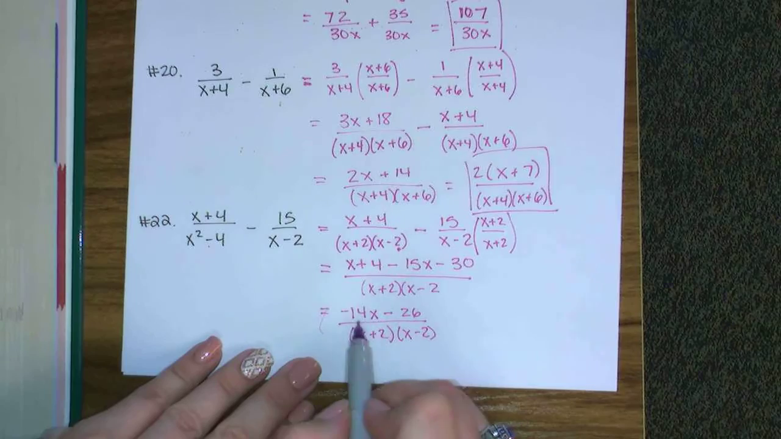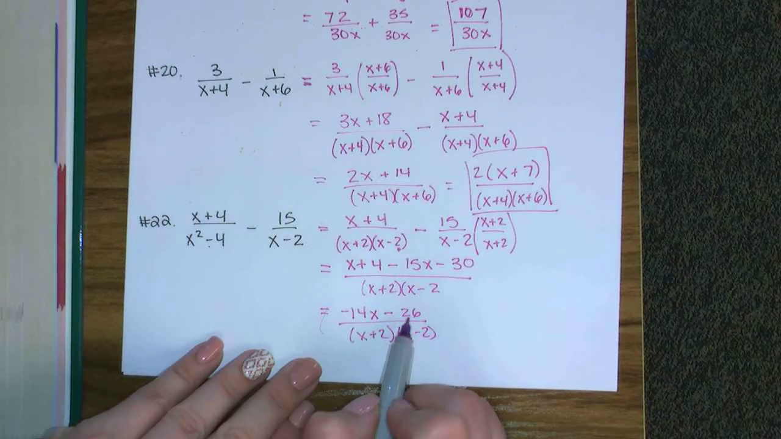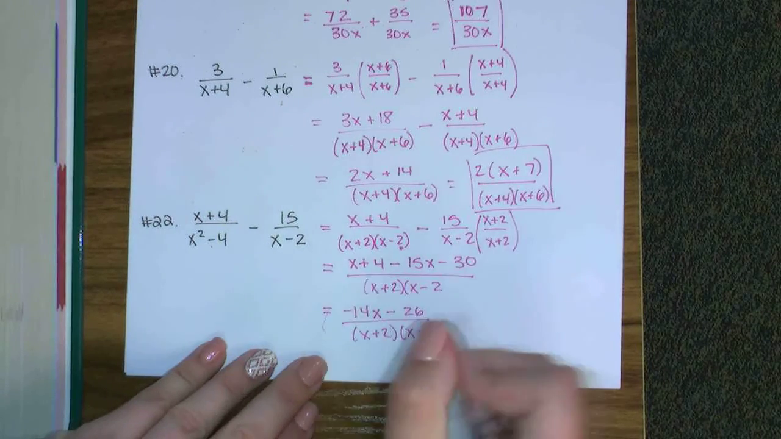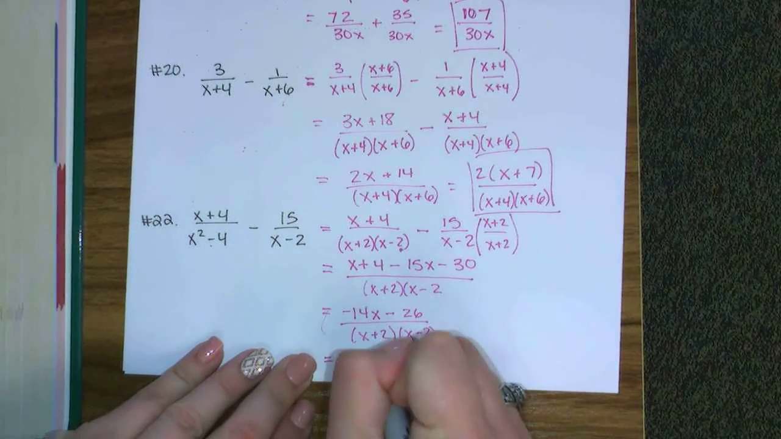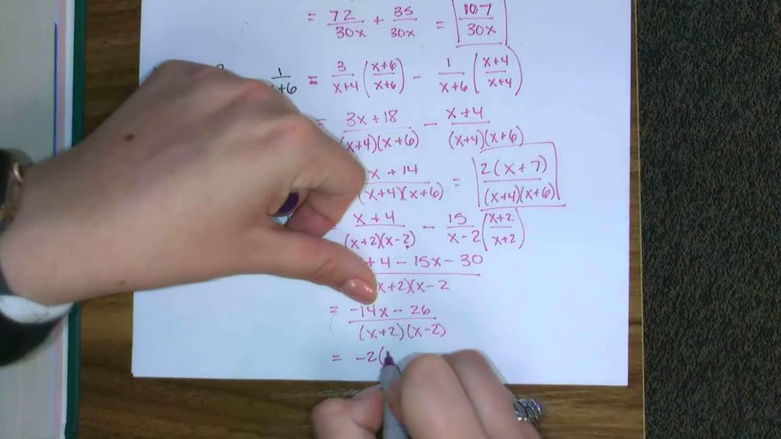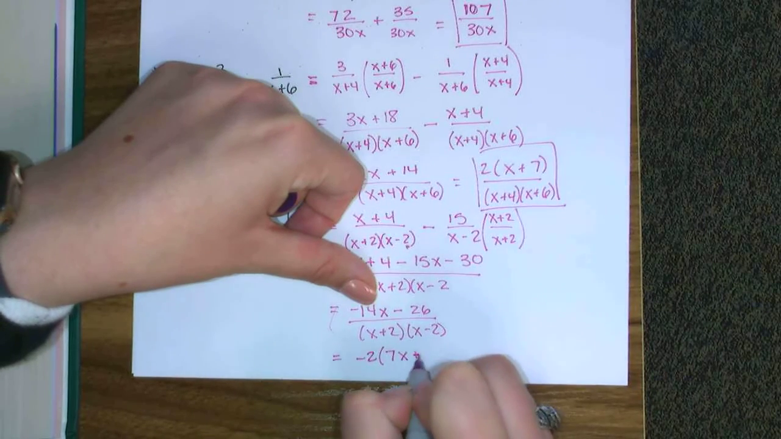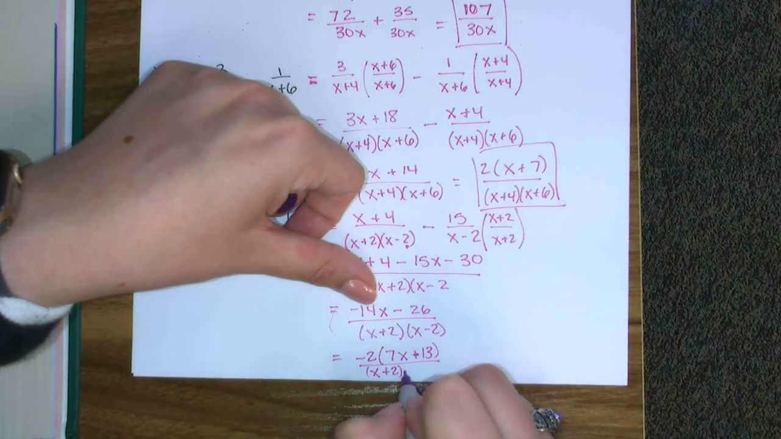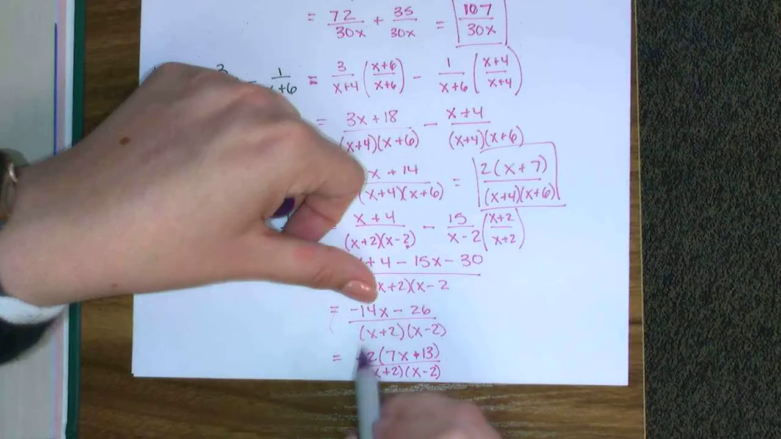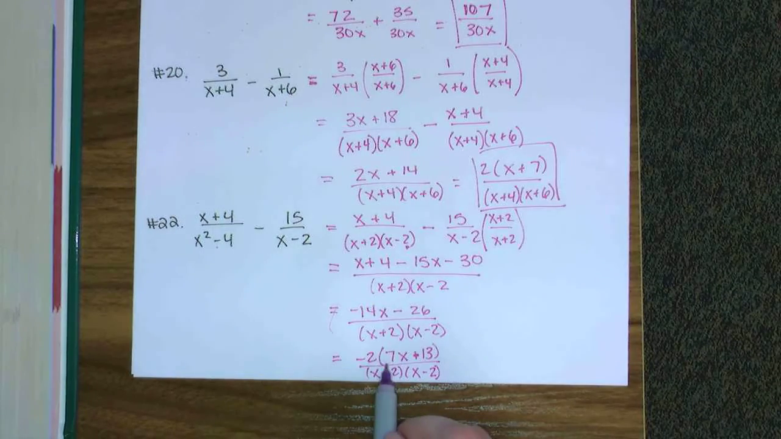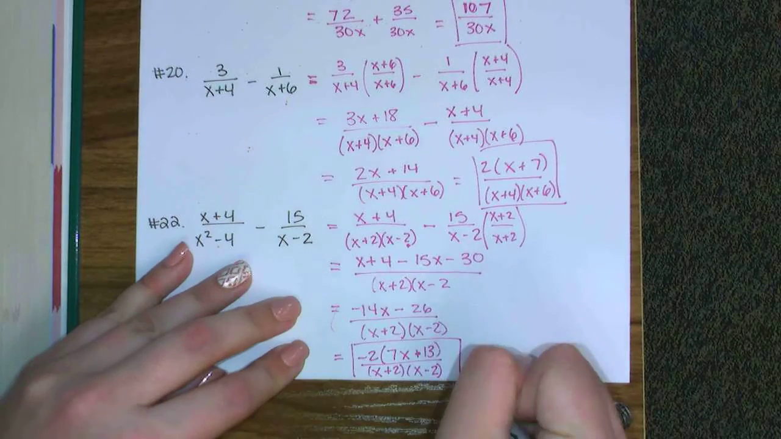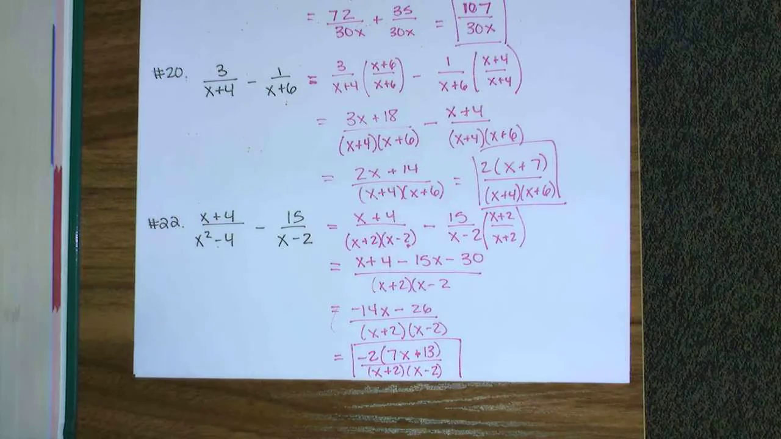So then here on top, I can pull out a negative 2. So negative 2, and that leaves me with 7x plus 13 over x plus 2, x minus 2. And that should be all for that one.